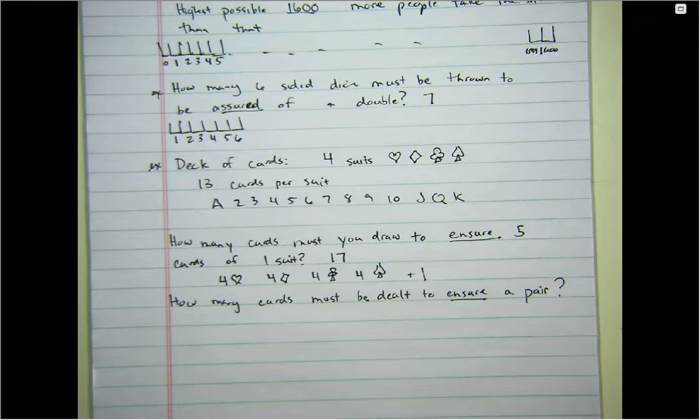So another question, how many cards must be dealt to ensure a pair? So go ahead and write down your answer to that. A pair would be 2 of a kind, meaning 2 queens, 2 threes, 2 sevens, something like that. I think we can do it in less than that. So you just have to have 2 with the same numbers.